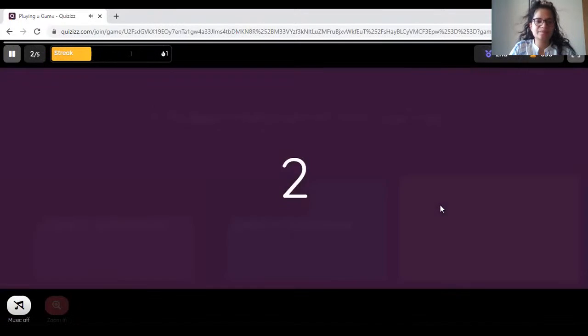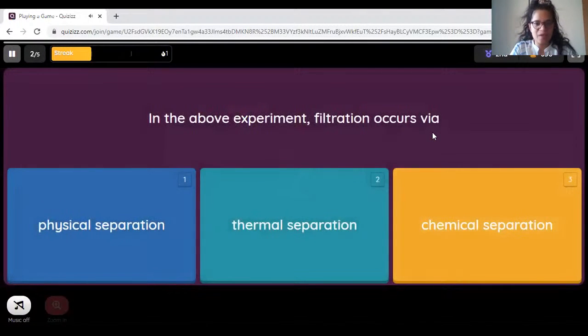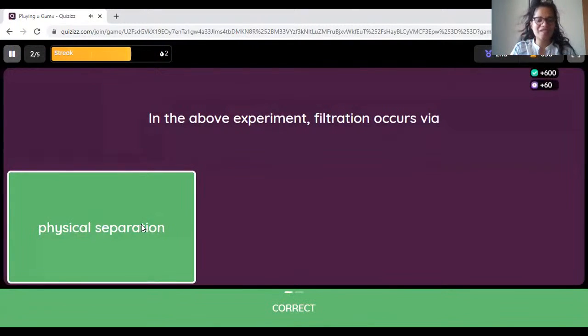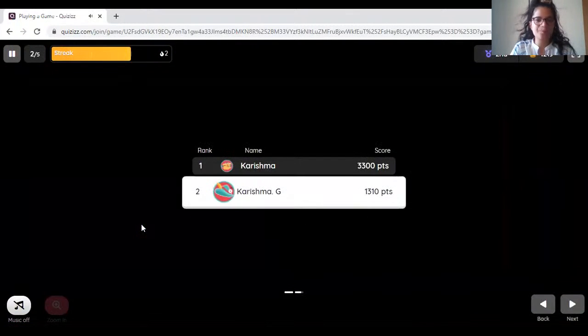Next question. In the above experiment, filtration occurs via physical separation, thermal separation, or chemical separation. Did we use any chemical substance in it? No, so it is not chemical separation. Thermal separation, was there any heat involved in it? No, so it wasn't thermal separation. Physical separation, yes, we had pebbles, gravel, cotton, sand, charcoal. So it was physical separation. Good job, everybody. Very good.